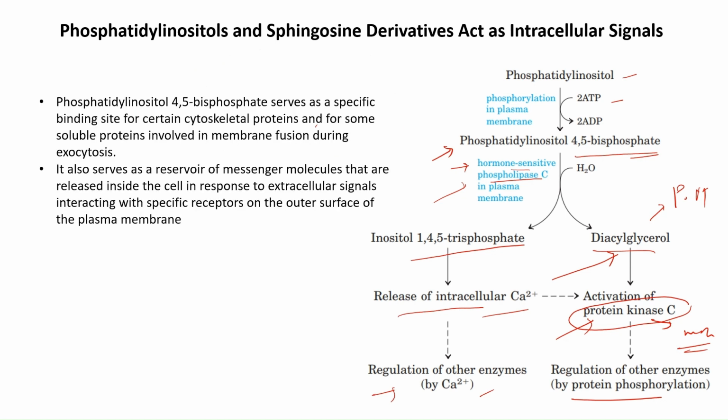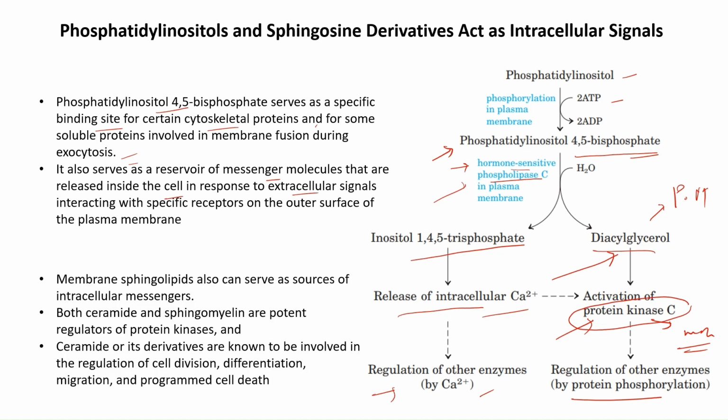So here, the same thing is written, phosphatidylinositol 4,5-bisphosphate. It serves as a specific binding site for certain cytoskeleton proteins and some soluble proteins that are involved in membrane fusion during exocytosis. They also serve as a reservoir of messenger molecules released inside the cell in response to extracellular signals. Now, membrane sphingolipids also serve as a source of intracellular messengers, both ceramide and sphingomyelin.